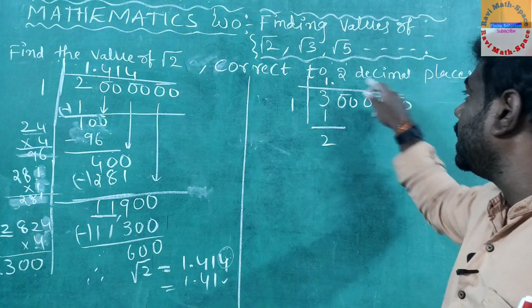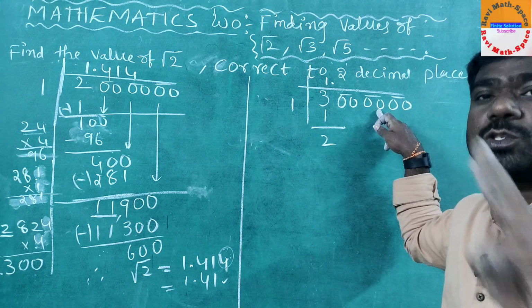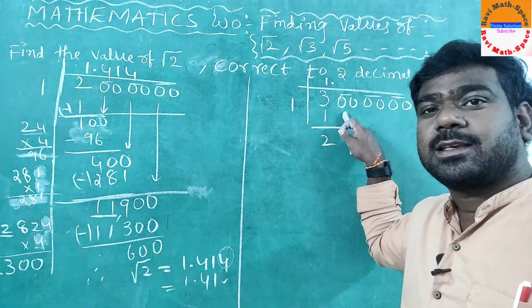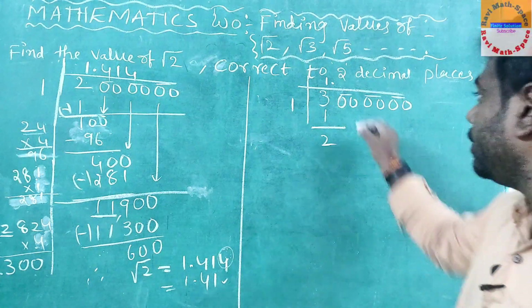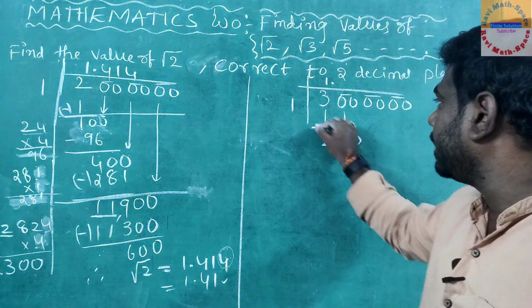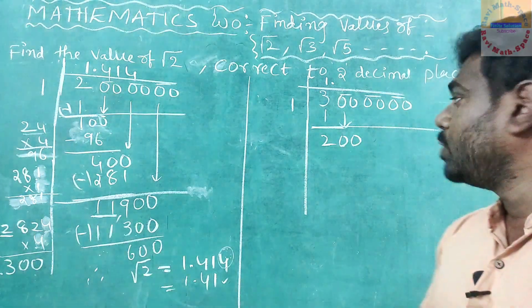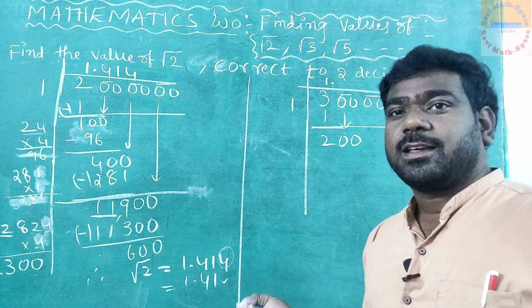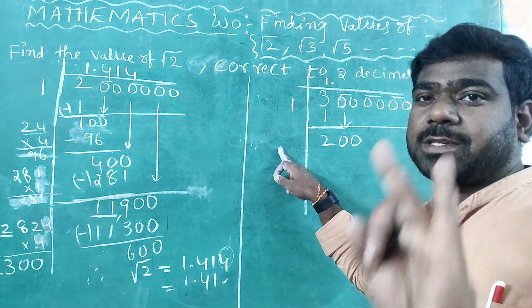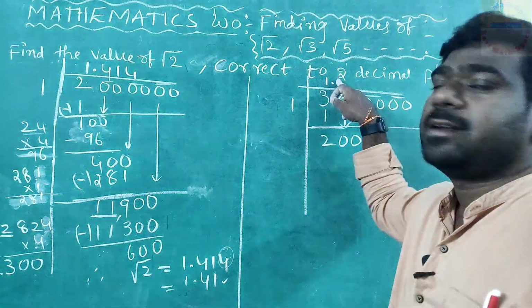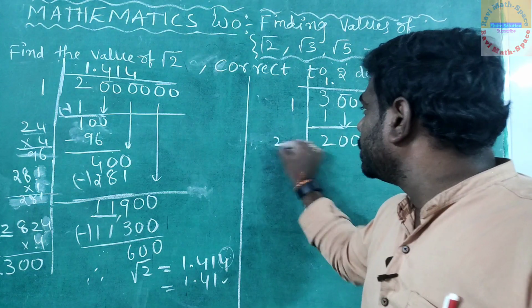Suppose if you want 4 decimal places, then 4 pairs of zeros. 2 decimal places, then 2 pairs of zeros. 1 decimal place means 1 pair of zeros is required. Understand here? Now bring down 1 pair. Now 2 becomes 200. Now what should we do in the process? Very simple. How to find the new divisor? There are 2 steps. First, whatever number is in the quotient, you double it. 1 doubled is 2.